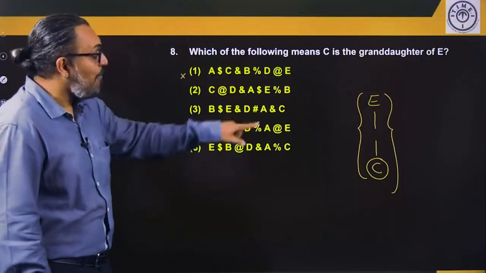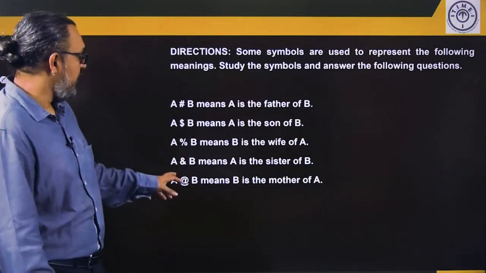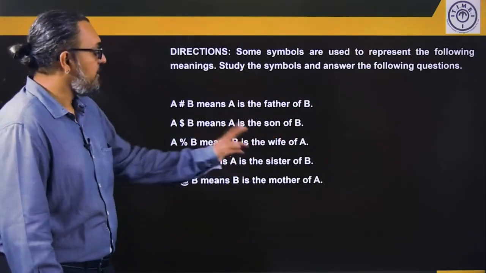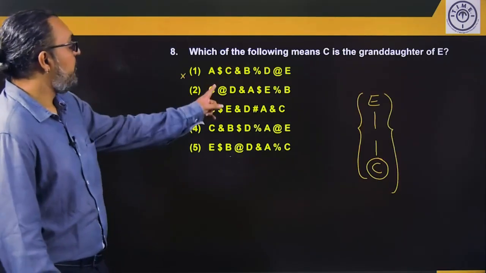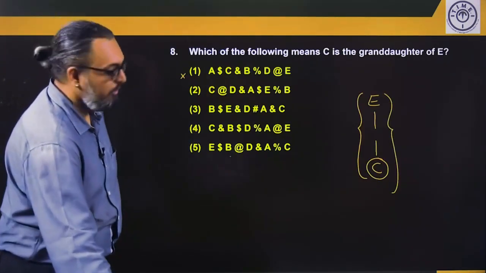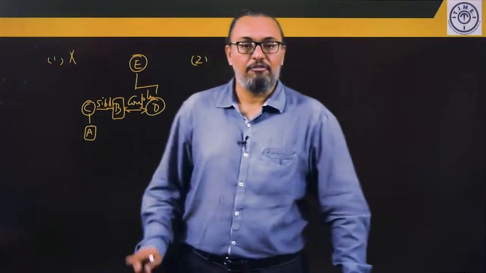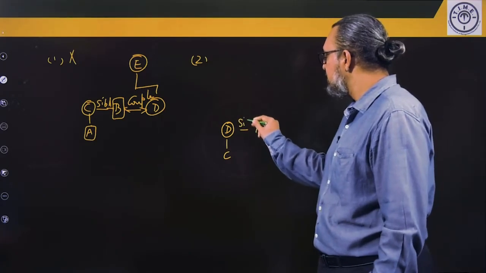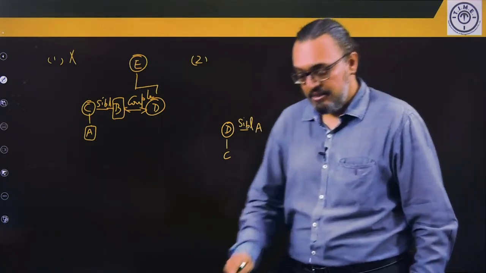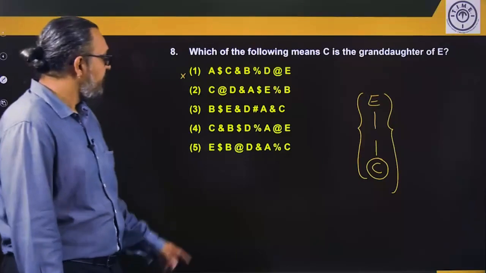Then what else we have? D ampersand A. What does ampersand mean? In the forward direction, A is a sister of B. A is a sister of B means D is a sister of A. So D is a sister to A. So they are siblings. Correct? Then what else we have?